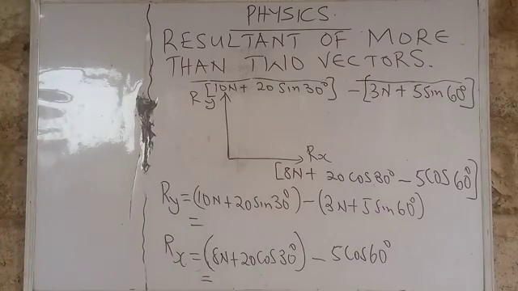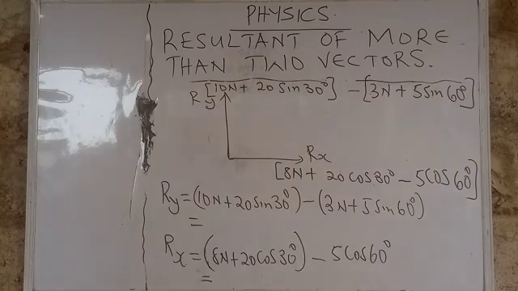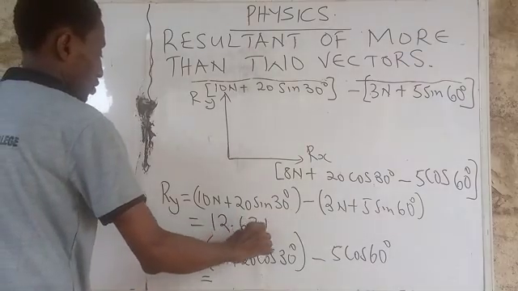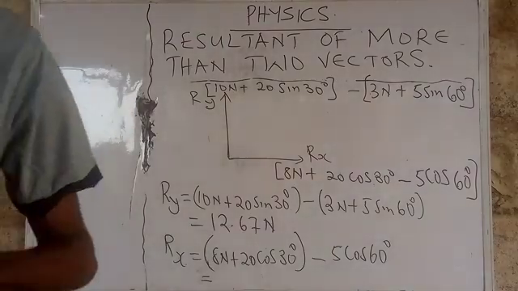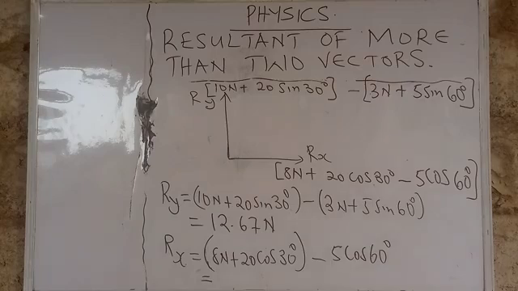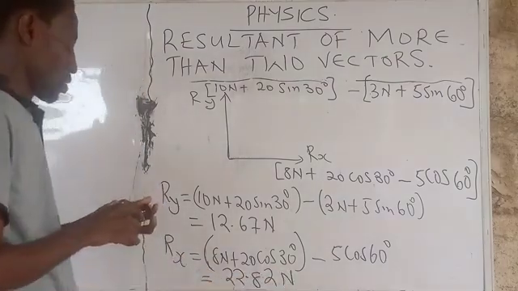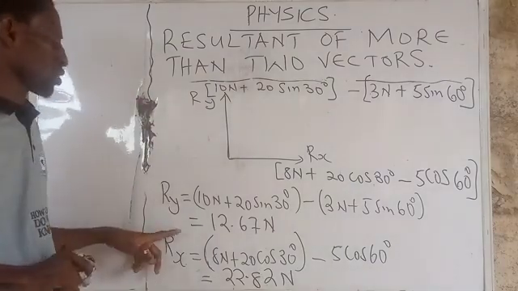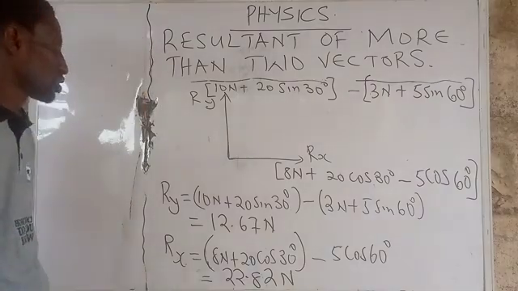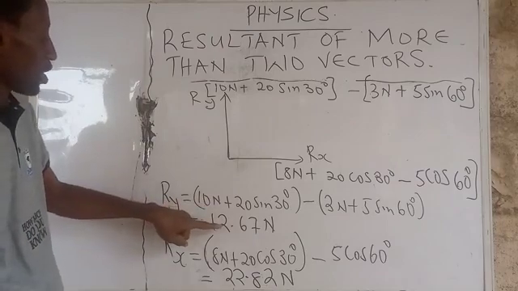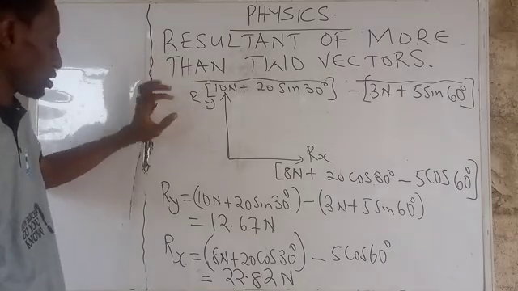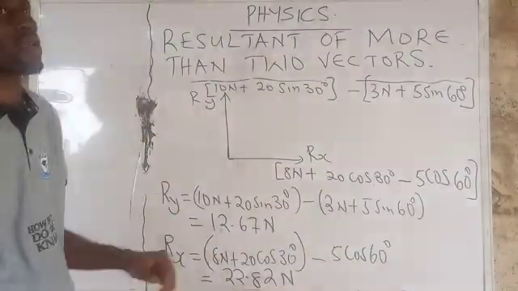Okay. From my calculator here, I have 12.67 Newton for the vertical component of the resultant, and for the horizontal component of the resultant, I have 22.82 Newton. Press your calculator to ascertain the correctness. Ensure that your calculator is in degree while doing that. So what we are going to do next is to transfer this value into the Ry component and to transfer this value into the Rx component.